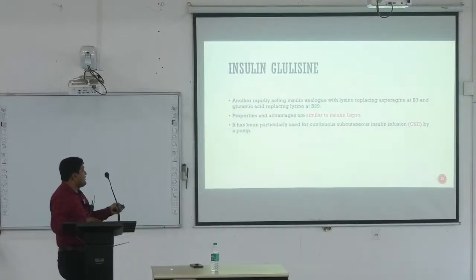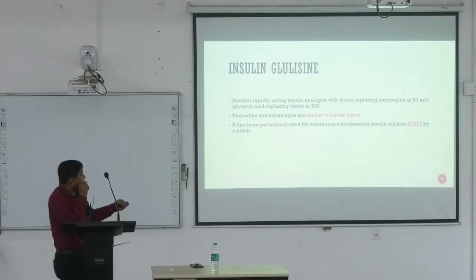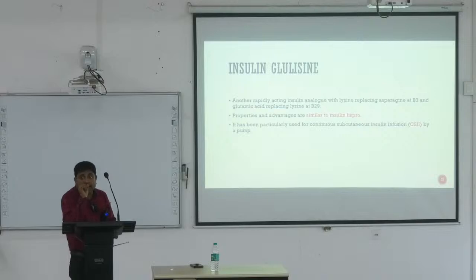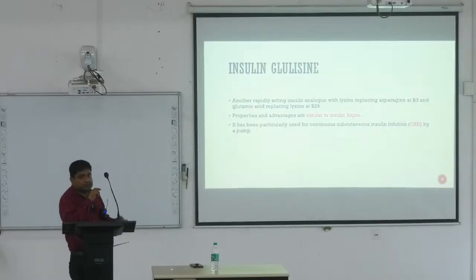Insulin glulisine. Here basically at B3, lysine replaces asparagine, and at B29 glutamic acid replaces lysine. Properties are similar to insulin lispro. Now in type 1 diabetes particularly, insulin pump therapy, that is continuous subcutaneous insulin infusion pump, is used, and in those cases commonly insulin aspart is used.